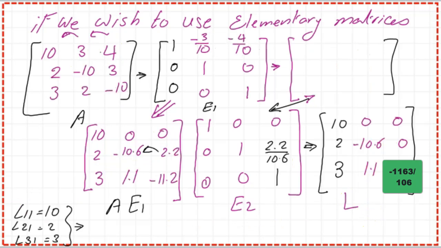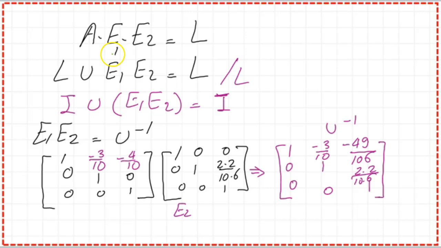Next step, we will use the expression A, E1 by E2 equal to L. We divide by L and substitute A as equal to L by U. So we get E1 by E2 is equal to the inverse of matrix U. This is the value of E1 and this is the value of E2. We are going to multiply to get U minus 1.